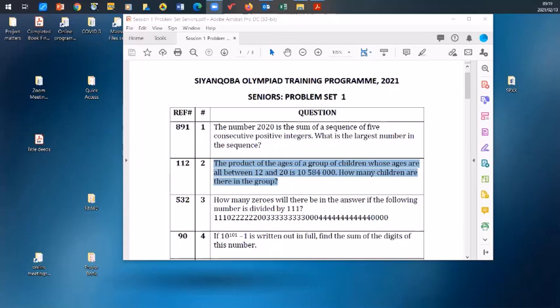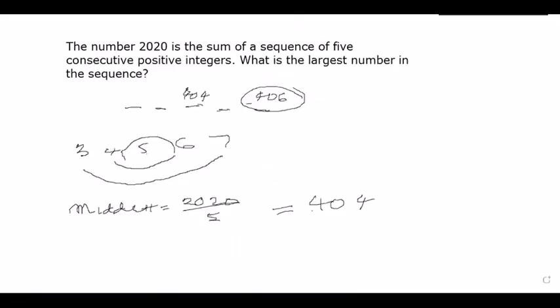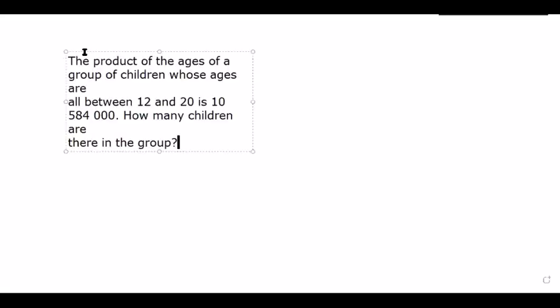Okay, so the second problem is again a problem on numbers. So let's just clear all these drawings, and okay, so here the problem says the following.